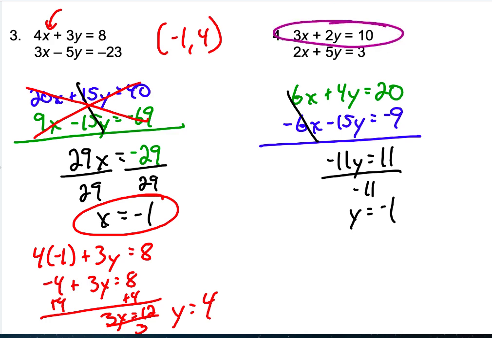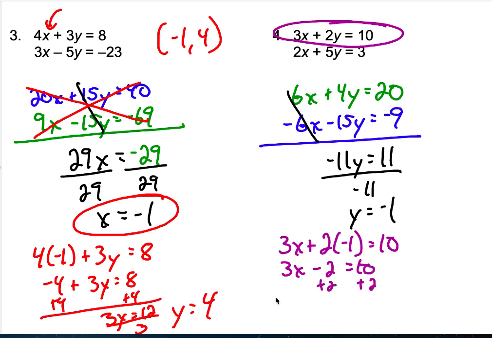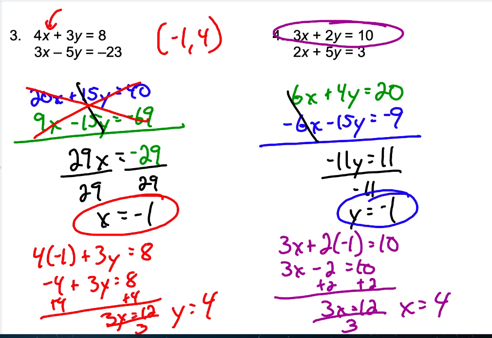But now I'm going to go back to my equation. 3x plus 2 times y is negative 1. Gives me 10. So 3x minus 2 equals 10. Add my 2. 3x equals 12. So x is equal to 4. So I get a y of negative 1, an x of 4. So that gives me a solution of 4, negative 1.